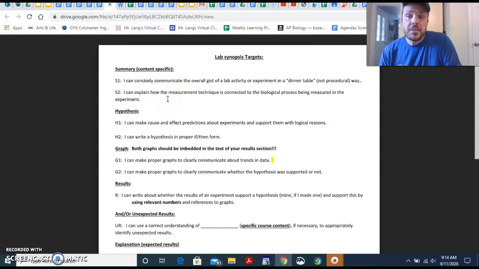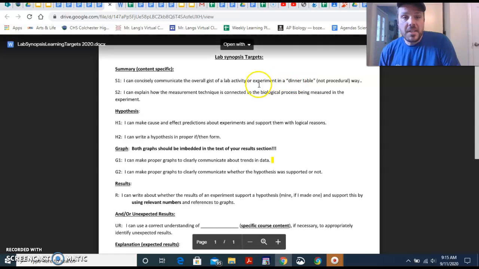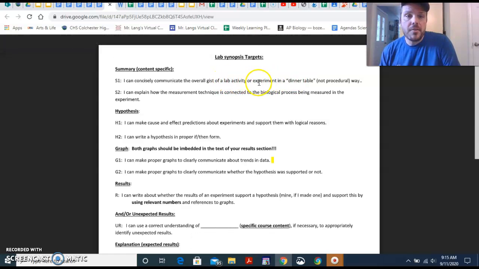The first grade comes from your ability to concisely communicate the overall gist of the lab activity in a dinner table, not procedural way. That means you don't say, the first thing we did was we took out the biochamber 2000, and then we got an oxygen sensor, and then we took some radish plants from Mr. Lang's light bank, and then we put the radish plants into the biochamber 2000, and then we took them out in the sun, and then we collected data, and then we put it in the shade, and then we collected data. Your job here is to talk about photosynthesis in a general way.